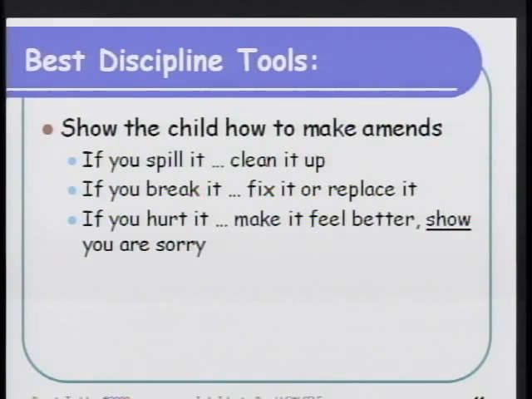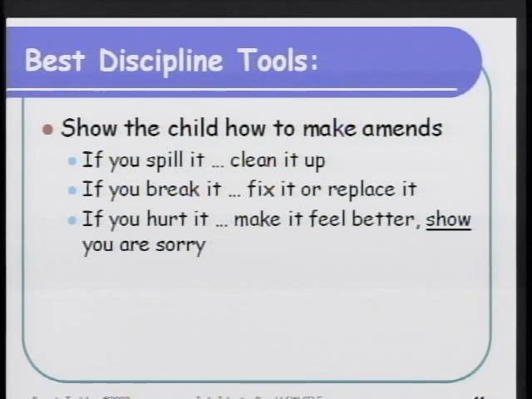A few more of the best discipline tools. This next tool is actually the best discipline tool of all time. It is just showing children how to make amends. So if a child spills something, they would clean it up. If they break it, they can fix it or repair it. If they hurt something or someone, they can make it feel better. They can show that they feel sorry.